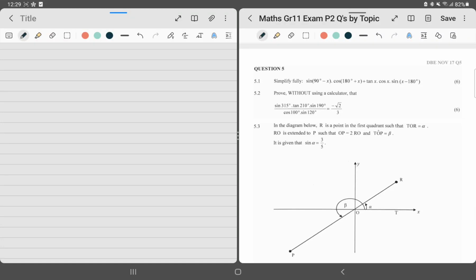From the November 2017 grade 11. Question 5. 5.1. Simplify fully.